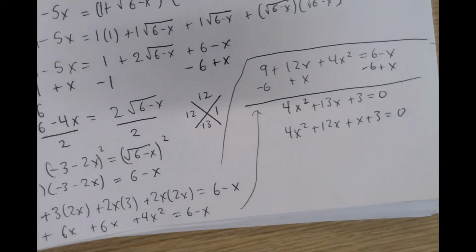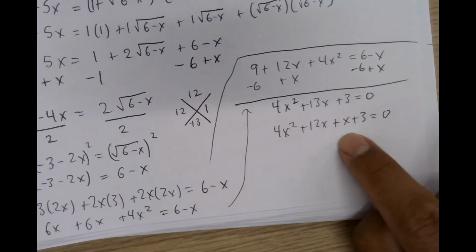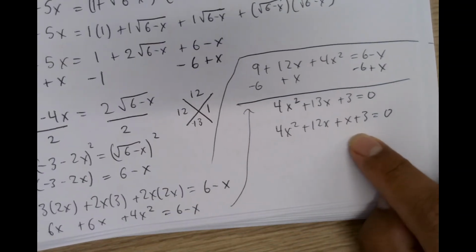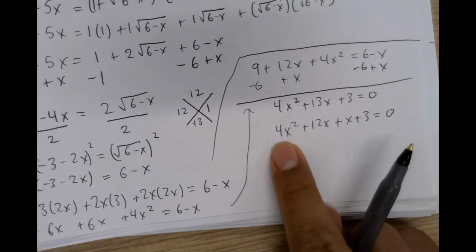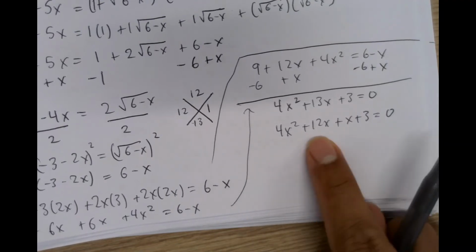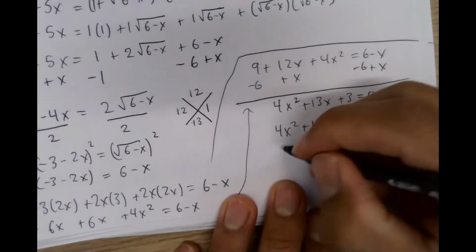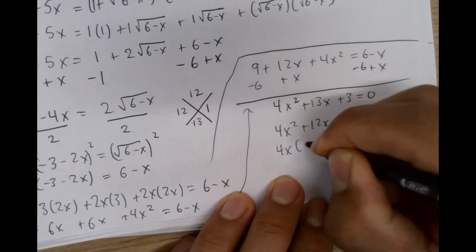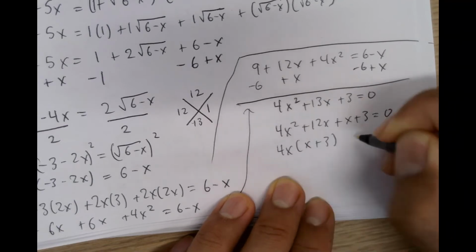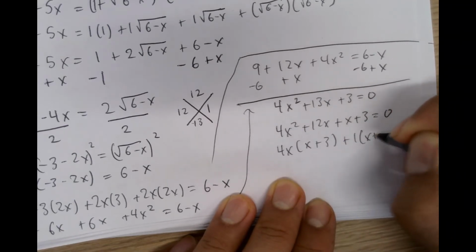So what we're going to do is find the greatest common factor between the first two terms. And a very big clue is that for the second pair, the greatest common factor is 1. So that means I'm going to change these two so that it's going to be x plus 3. So the greatest common factor here is 4x. So it's going to be 4x times x plus 3 plus 1 times x plus 3 equals 0.